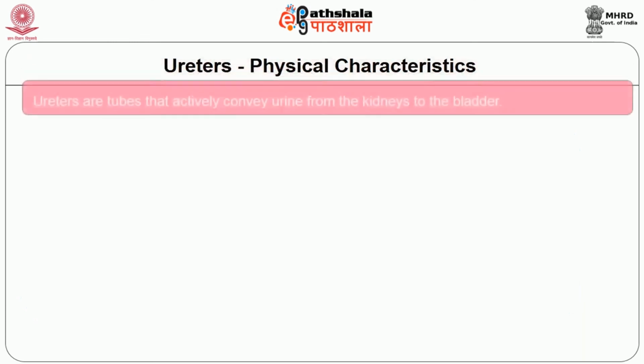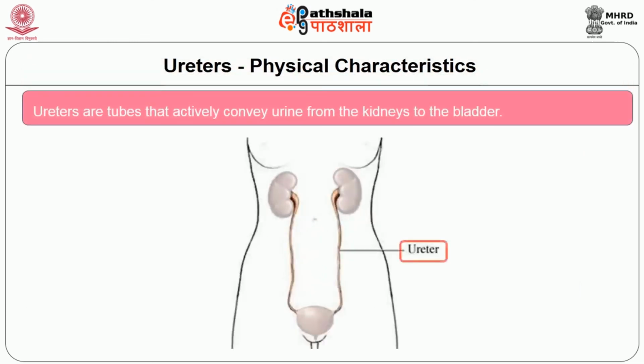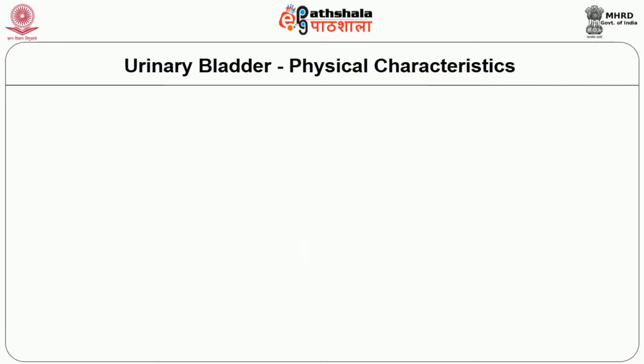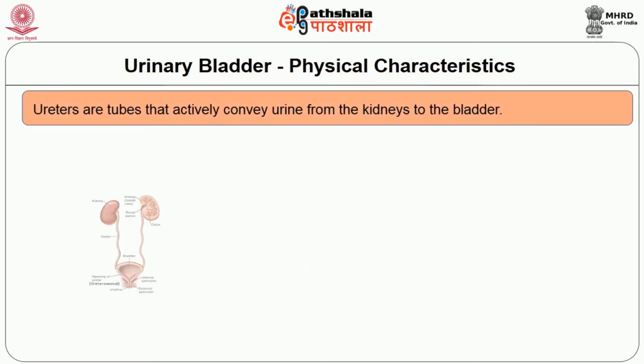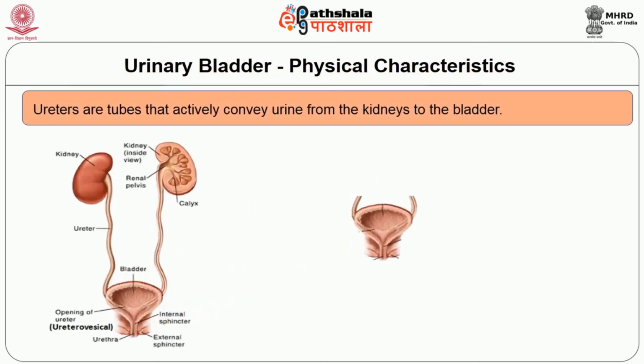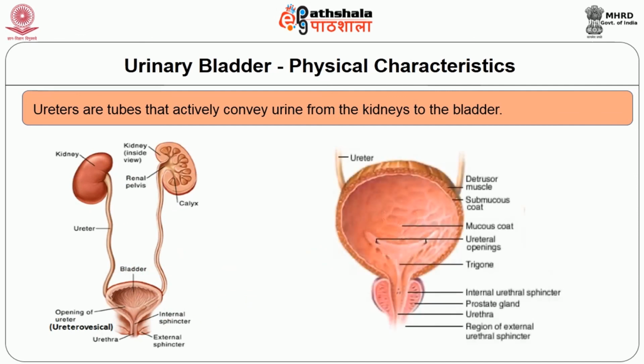The ureters are tubes that actively convey urine from the kidney to the bladder. The walls of the ureters consist of an inner mucosa continuous with the kidney pelvis and the bladder, a double-layered muscularis and a connective tissue adventitia covering the external surface. The urinary bladder is a muscular sac that expands as urine is produced by the kidneys to allow storage of urine until voiding is convenient.